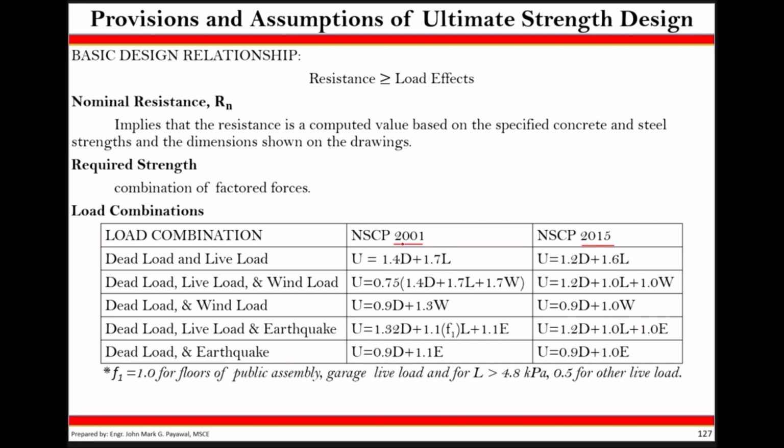Continuing the NSCP 2001 provisions, if using dead load, live load, and wind load in the analysis or design, you need to use this load combination, 0.75 multiplied by the quantity 1.4D plus 1.7L plus 1.7W. Again, D is for dead load, L is for live load, and W is for wind load.